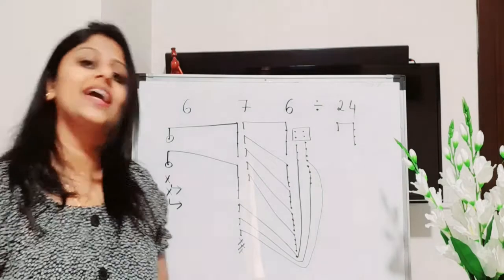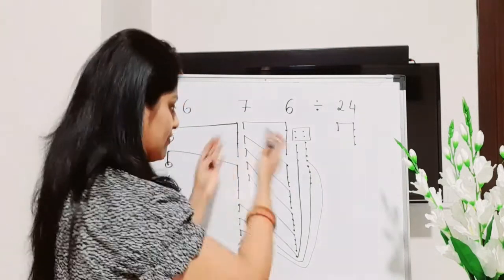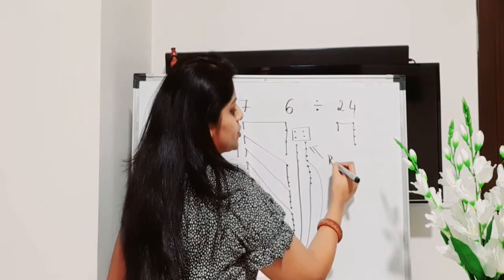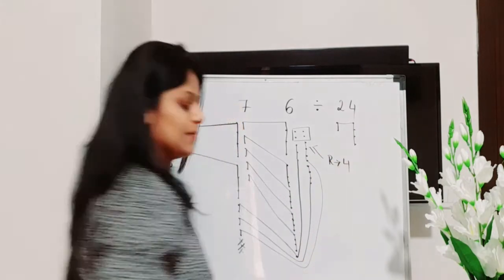4 dots remaining, and if we have dots remaining which have not formed any group, that will be your remainder. So the remainder is number 4.